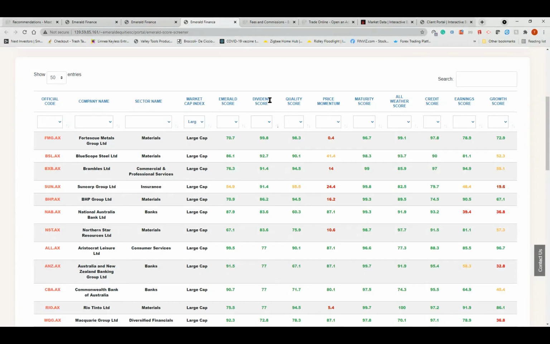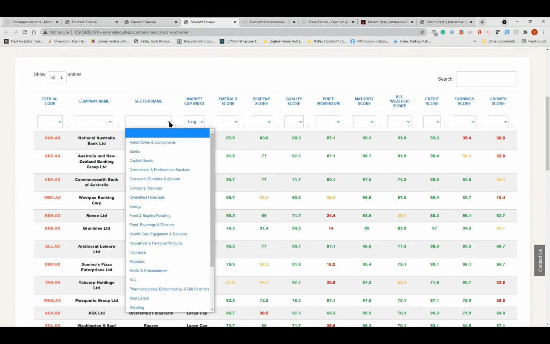So what I want to do here, guys, is look at what's the best dividend stocks that also have a high Emerald score, because the Emerald score ticks off all of these. It means that across the board, all of these scores are strong versus their peers. Then I get to choose whether I want mid, small cap, micro cap. What am I interested in? Am I just interested in large, well-established businesses? And I'll keep it on large cap.